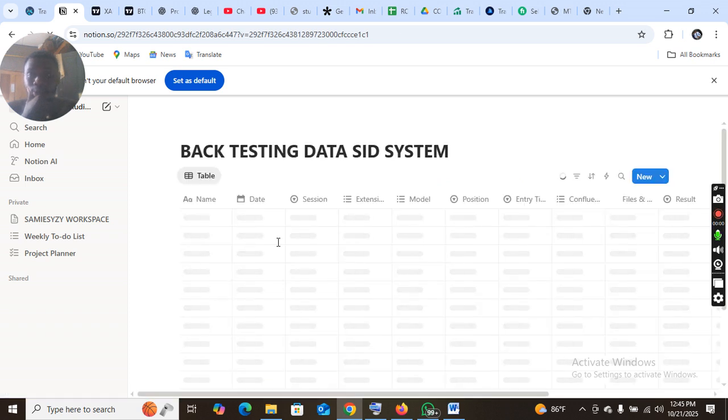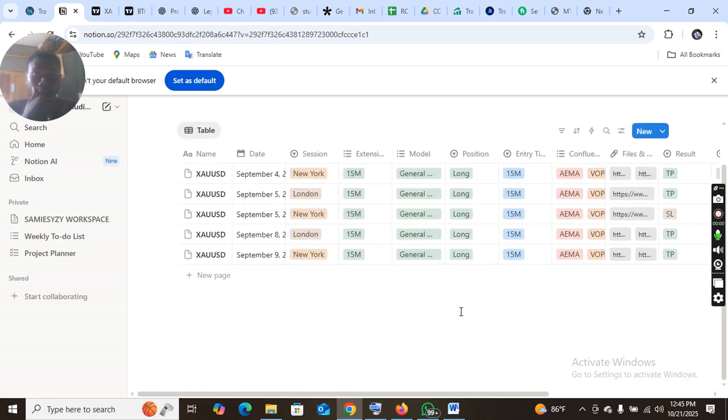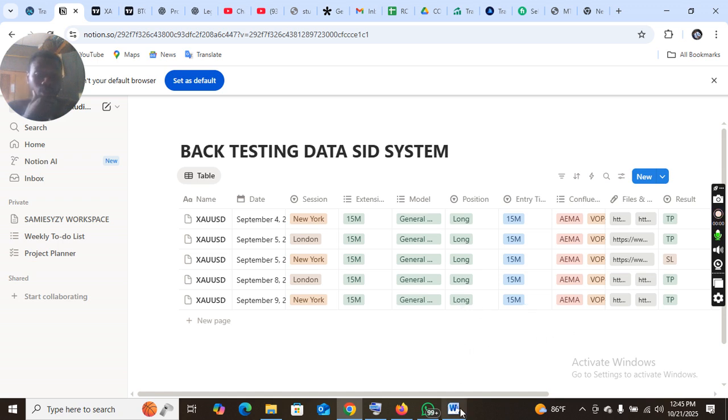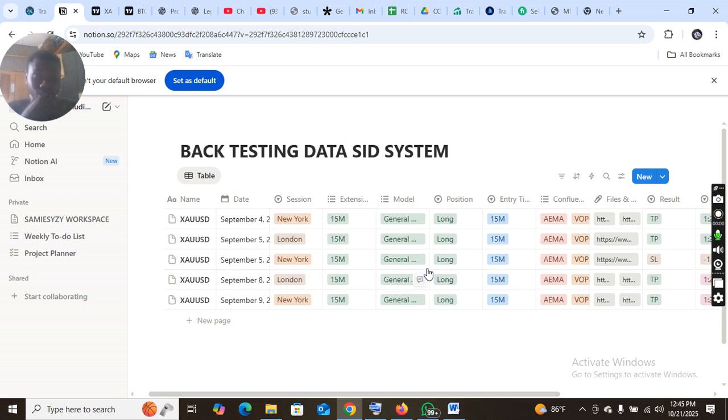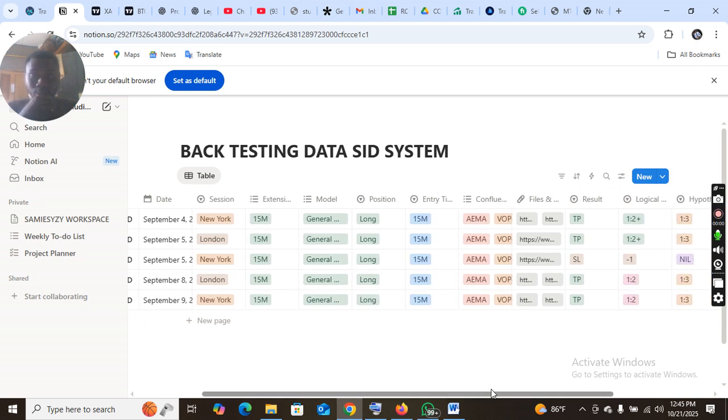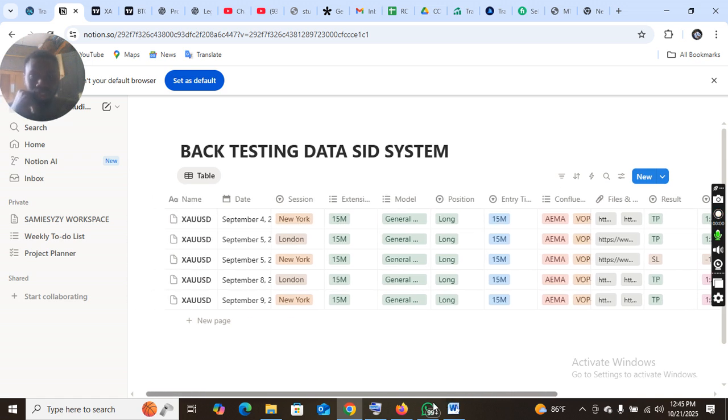So this is one of my models that I'm working on. I have two models that I'm actually working on, and this is just one of them. And yeah, I've been testing it for quite some time now, testing it, refining it, and a lot of things.